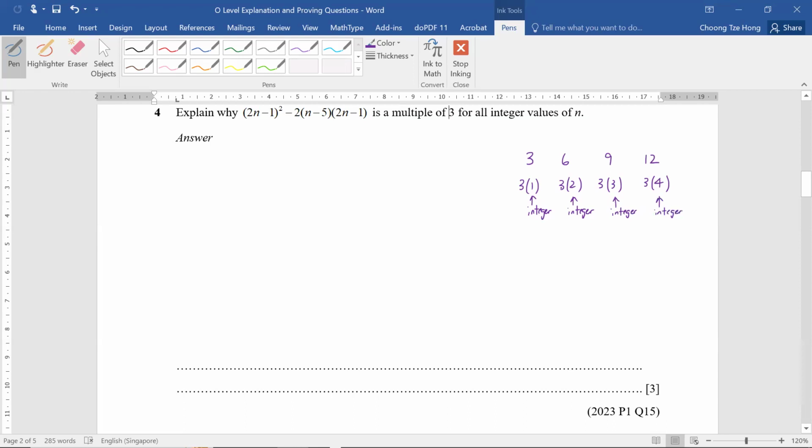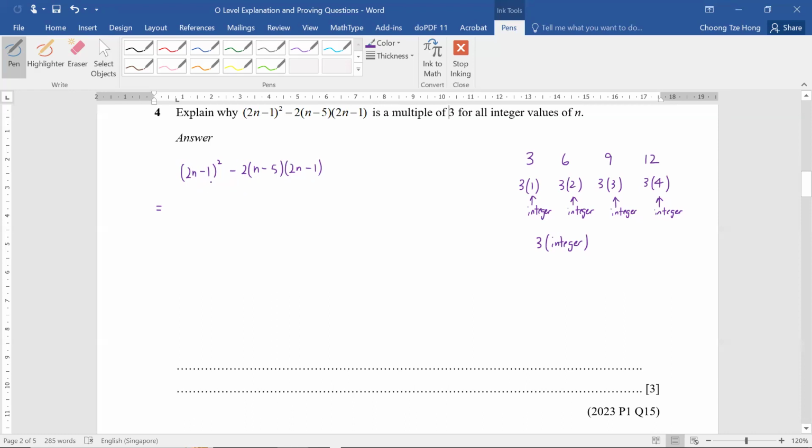So what we want to do now is transform this expression into something that is 3 multiplied by an integer. If we are able to do so, then we will be able to explain why it's a multiple of 3. Now let's simplify the expression (2n − 1)² − 2(n − 5)(2n − 1). There are two ways to go about this. One way is to factorize out the 2n − 1 from both terms, but I'm going to expand everything, simplify it first, and then try to factorize out a 3. I think this method will be easier for most of you to understand.